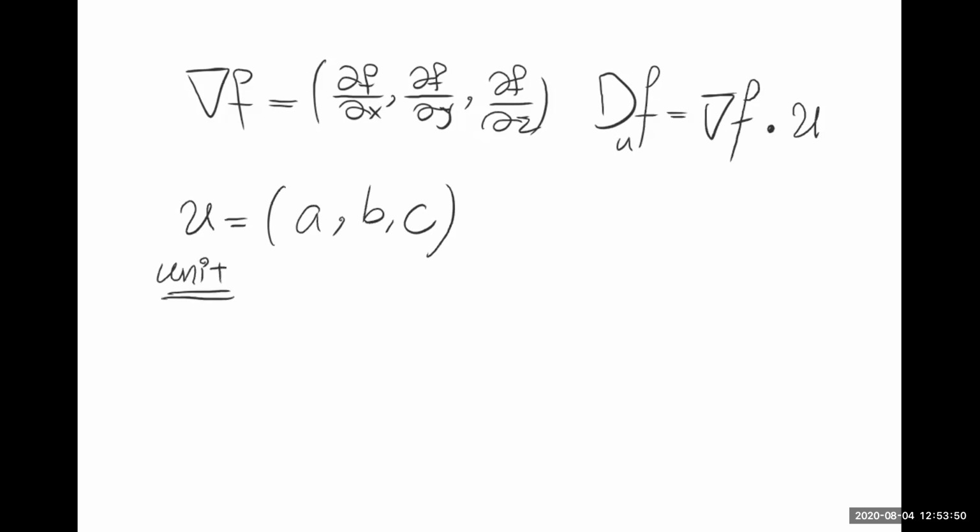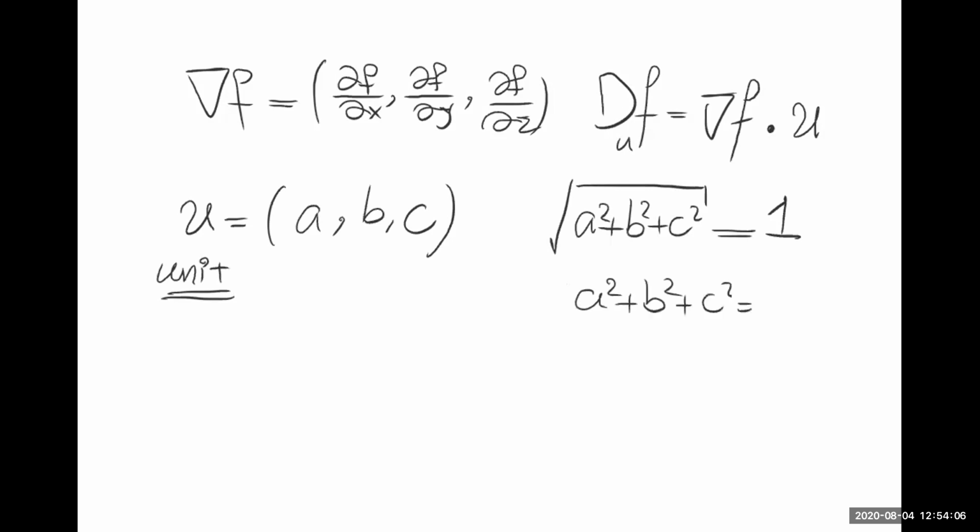What does it mean to be a unit vector? It means its length should be 1. What is its length? It's the square root of a squared plus b squared plus c squared, and that should be 1. If we square that, it means a squared plus b squared plus c squared should be 1. So the unit vectors in R3 are of the form a, b, c where a squared plus b squared plus c squared is equal to 1. And everything else is similar. There is no difference between this and the more general case.